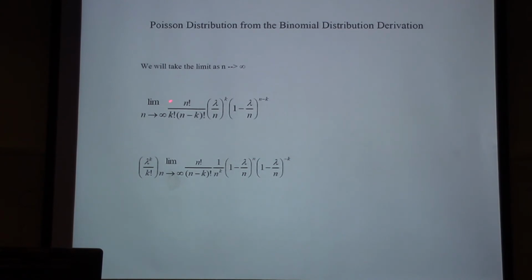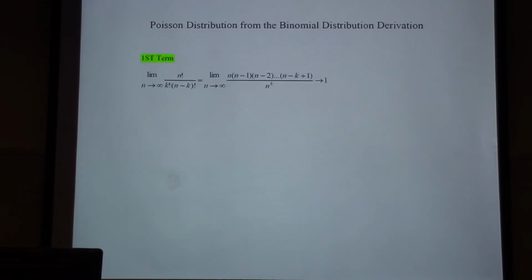The first thing you're going to find is that there is a constant, lambda to the k over k factorial. Then we have the limit of the rest. The first term basically goes to 1. This is n to the k, k factors of n decreasing. But as n goes to infinity, n minus 1 is almost the same as n, and it's equal to n over n times n minus 1 over n times n minus 2 over n, like this. As n goes to infinity, all these quotients go to 1. So that first term goes to 1.